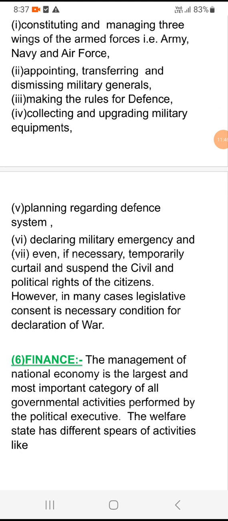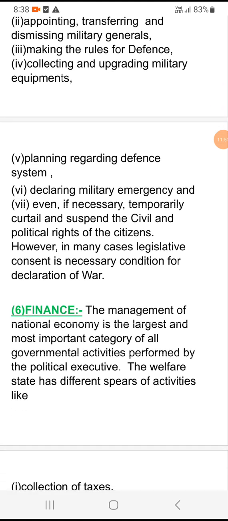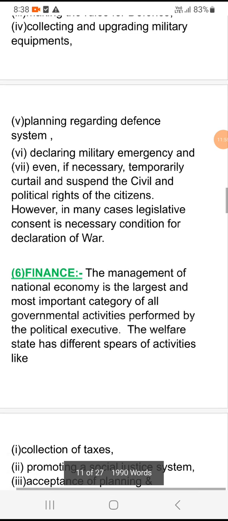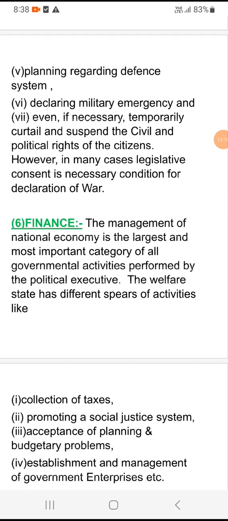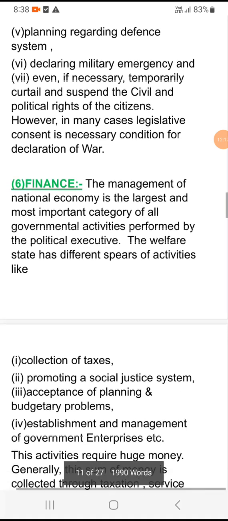making rules for defense, collecting and upgrading military equipment, planning regarding the defense system, declaring military emergency and even, if necessary, temporarily curtailing and suspending civil and political rights of the citizens. However, in many cases, legislative consent is the necessary condition for declaration of war.